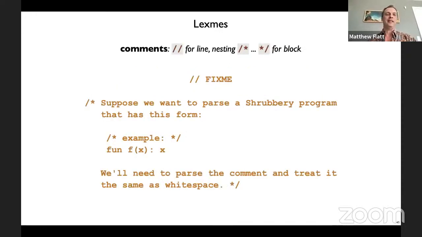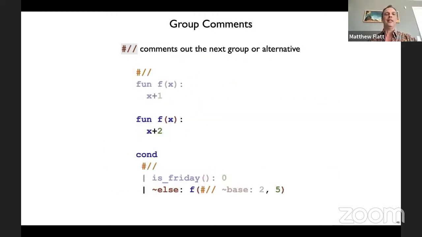Comments are basically C style, so line comments or slash star, ending with slash star, but they can nest unlike in C. And then there's also the analog to S expression comments. So what we're commenting out with hash slash slash is a group. Remember the group starts fun fx, and then it's a block that's part of that group. So that whole group gets commented out.